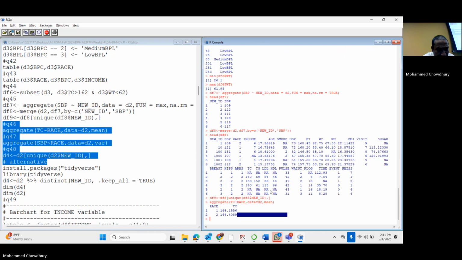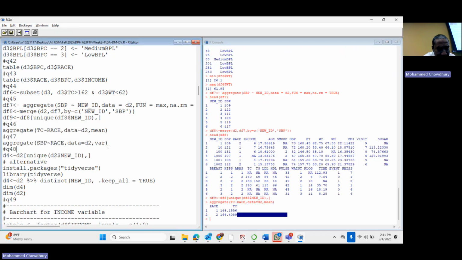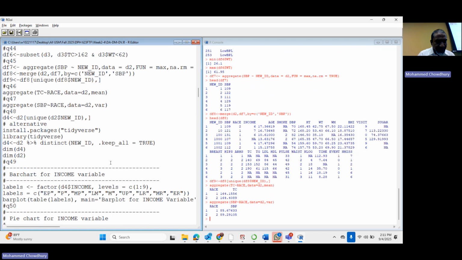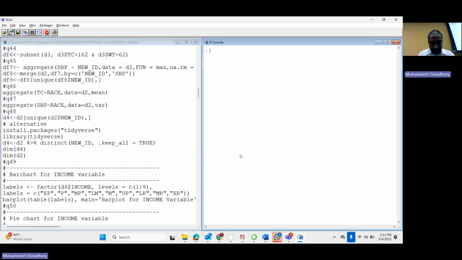And then this is the SBP for the race variable. And I want to take a look at their variances. Okay. After doing these things, now this is my original D2 data, dimension D2, 20,900. In the original D2 data, there is a repeating ID. I just want to select unique ID.